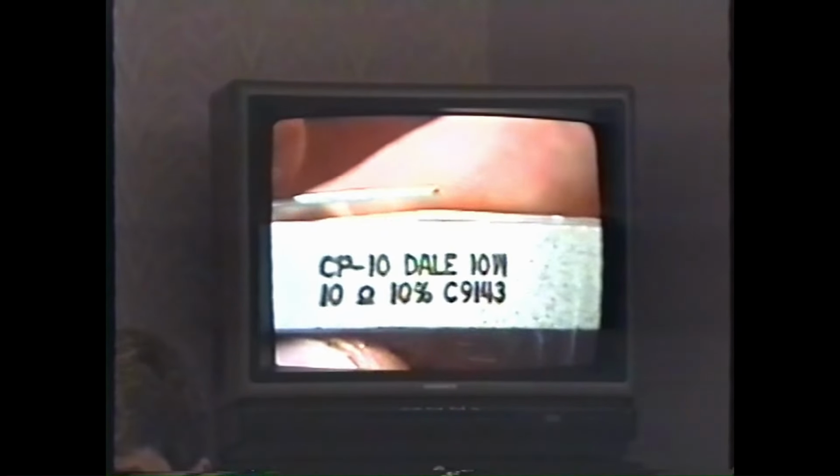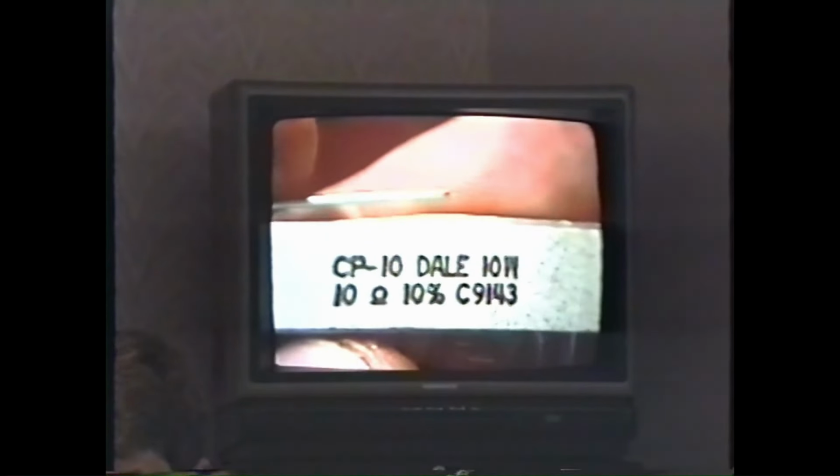These are called ceramic wire wound resistors. That's a 5 watt. Here's a 10 watt, 10 ohm, 10%. You see in the upper right hand corner right up here it says 10 watts. Also a ceramic wire wound resistor. Here's a 25 watt, 1 ohm, 25 watts.